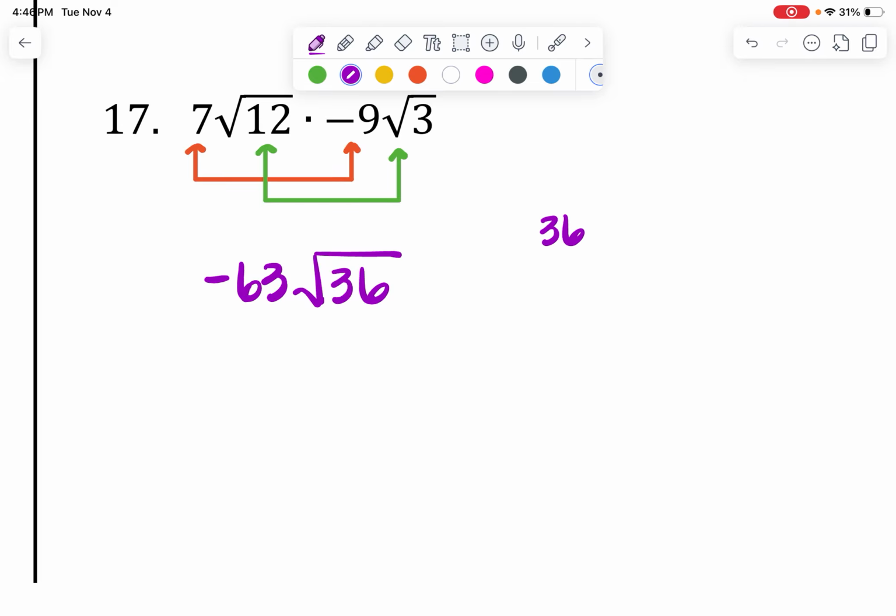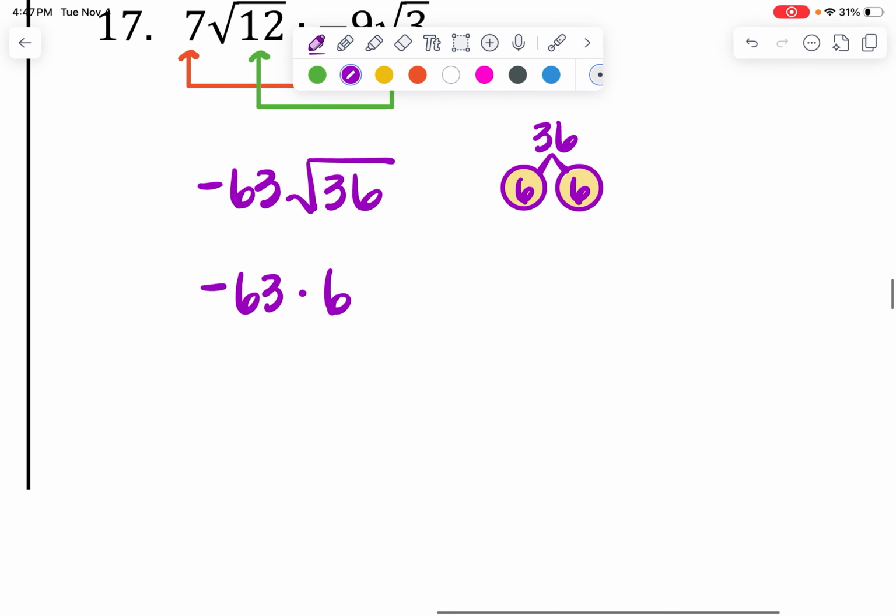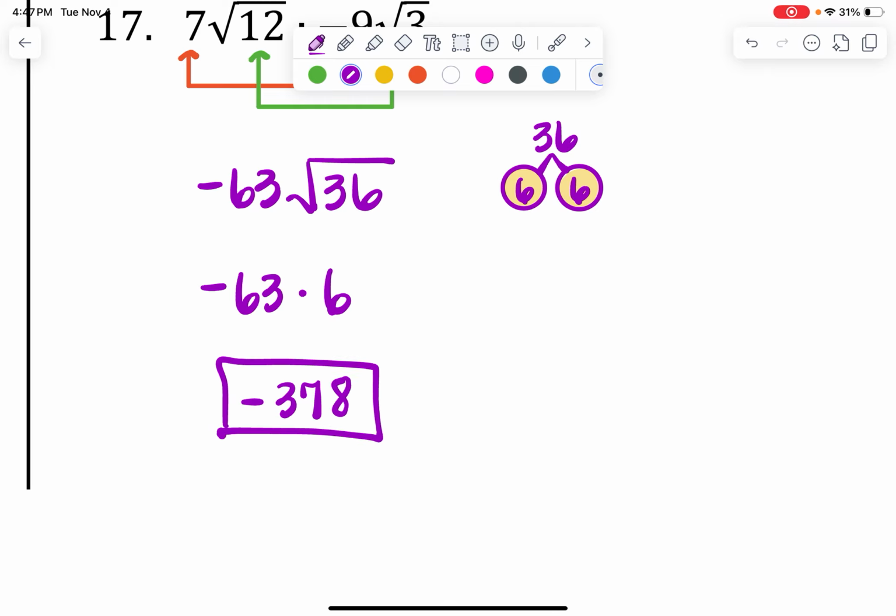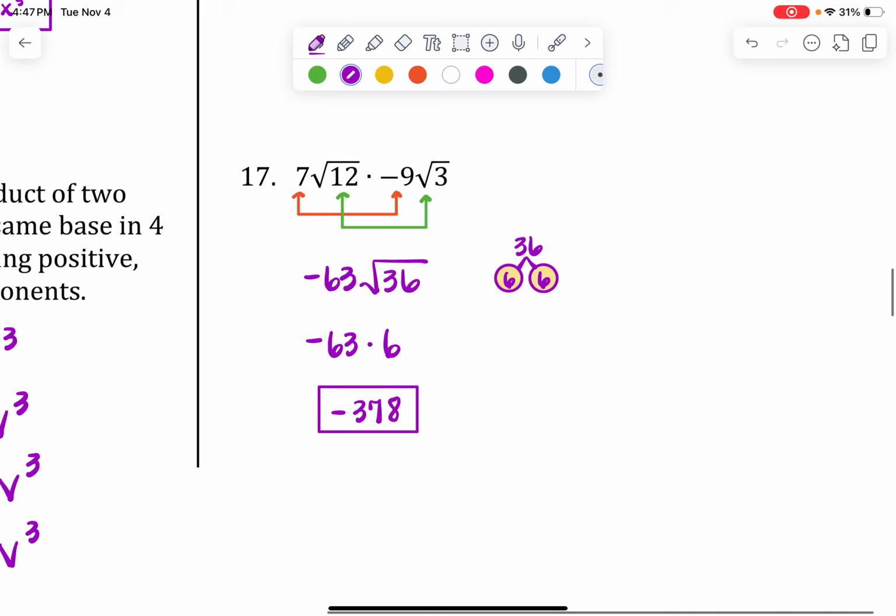And 36, of course, is a very special number because it's a perfect square. I think most of us know that 36 is a perfect square because it's 6 times 6. So that means I can actually keep going and just simplify the square root of 36 as 6. And then I can type that into my calculator and figure out that negative 63 times 6 is negative 378. And again, because that one was a nice whole number, if you wanted to, you could just check your work by typing that entire problem in your calculator and seeing if you get negative 378.